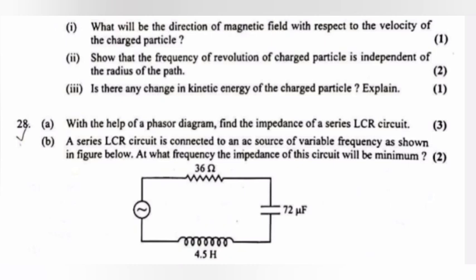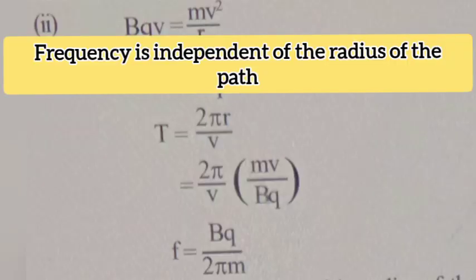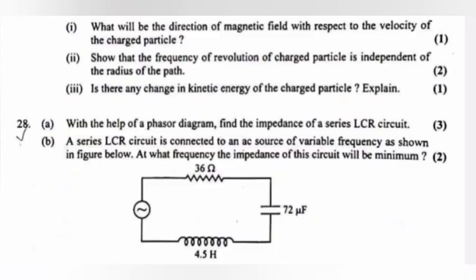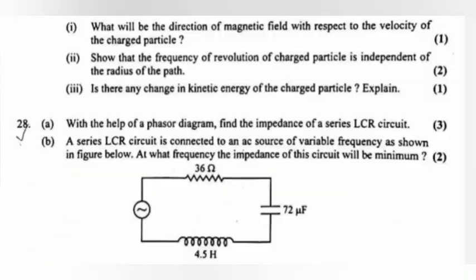Answer. Magnetic field is perpendicular to the direction of velocity, or magnetic field is into the plane. 2. Show that the frequency of revolution of charged particle is independent of the radius of the path. Answer. Frequency is independent of the radius of the path. 3. Is there any change in kinetic energy of the charged particle? Explain. No. F is equal to q v into B. Magnetic force acts perpendicular to the velocity of the particle. This means that the magnetic force does not do any work on the particle. Therefore, the speed of the particle and hence its kinetic energy does not change.